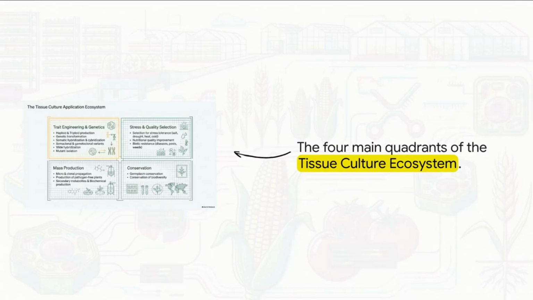The massive world of tissue culture is basically broken down into four distinct functional quadrants. You've got trait engineering and genetics, stress selection, mass production, and conservation. Together, these form the absolute bedrock of advanced crop improvement. But for our purposes today, we're going to focus heavily on that first one, trait engineering and genetics. Why? Because that is where breeders actually get in there and alter the genetic destiny of a plant.